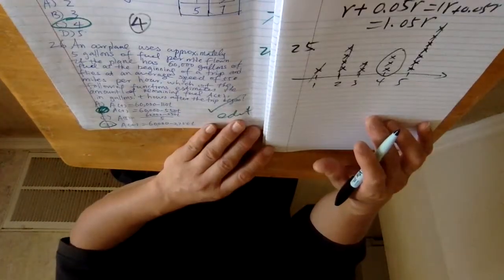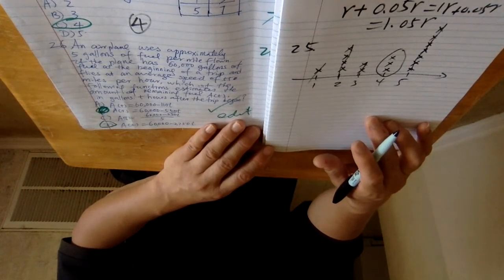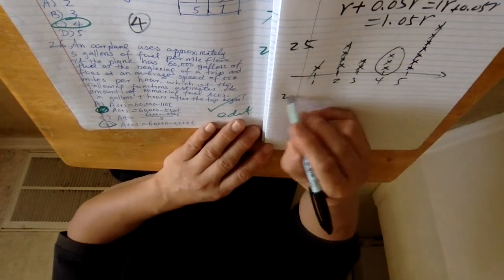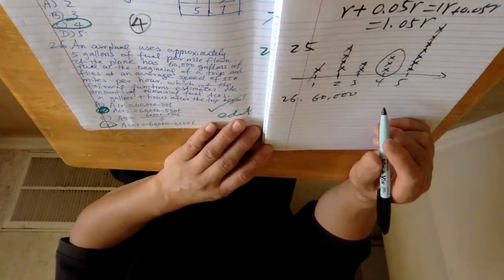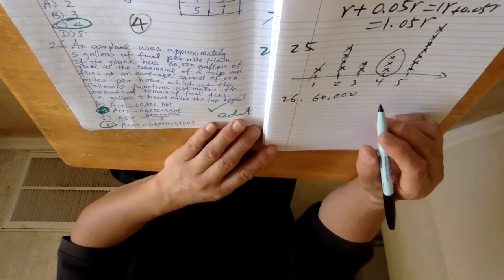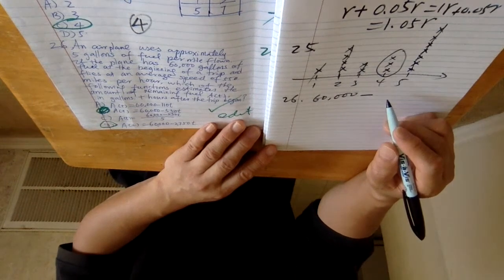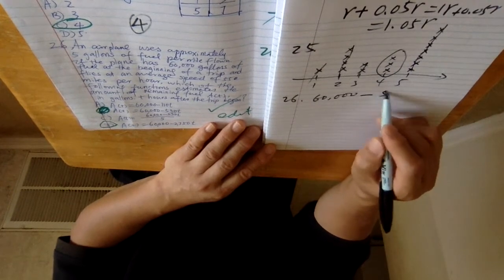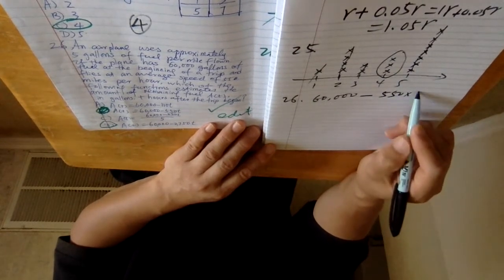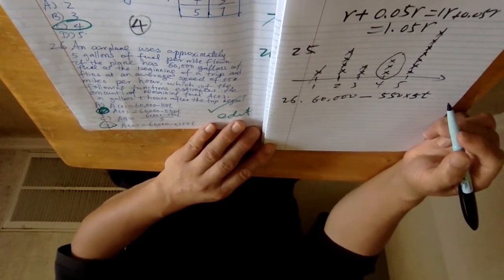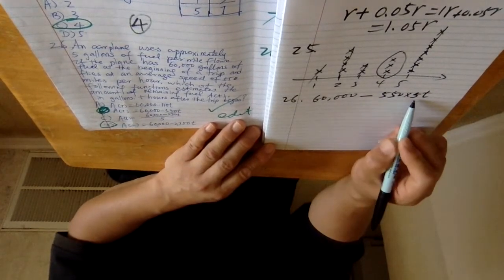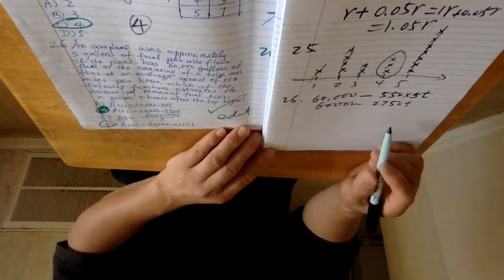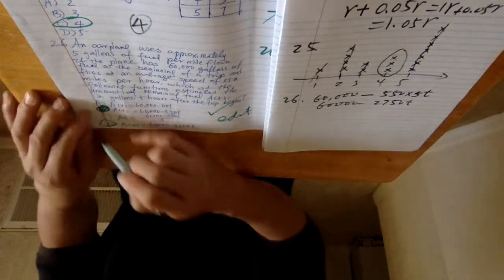Number 26. An airplane uses approximately 5 gallons of fuel per mile flown. If the plane has 60,000 gallons of fuel at the beginning of the trip and flies 550 miles per hour, which of the following functions estimates the amount of remaining fuel? That means 60,000 gallons minus 550 times 5, that's the fuel used. So 550 times 5 equals 2,750 T. So the answer will be 60,000 minus 2,750 T. So the answer is going to be D. Number 27.